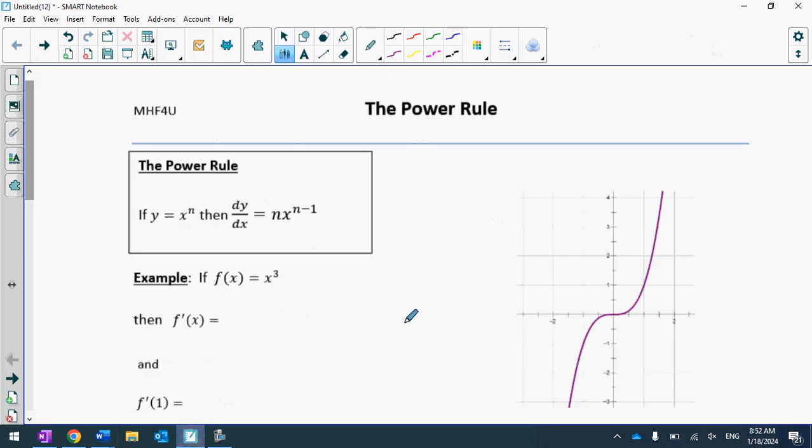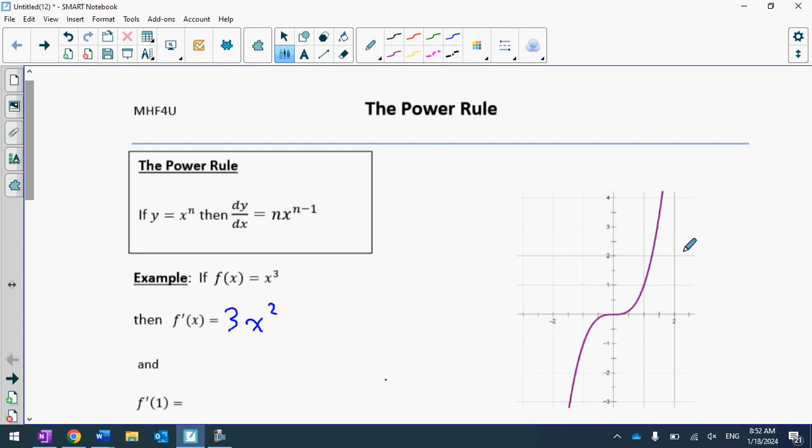the power rule. And here we see the power rule written in dy by dx notation. If y is equal to x to the power of n, then the derivative will always be n times x to the power of n minus 1. So with an example here, although this one's in prime notation or function notation, if f of x equals x cubed, f prime of x will just be 3 times x squared.